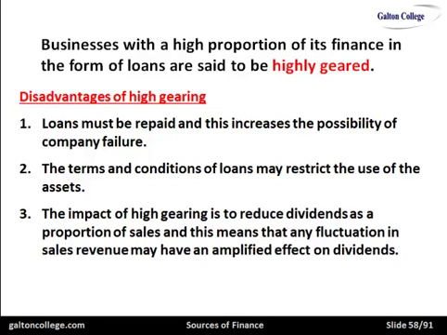The impact of high gearing is to reduce dividends as a proportion of sales, and this means that any fluctuation in sales revenue may have an amplified effect on dividends. So high gearing reduces dividends as a proportion of sales.